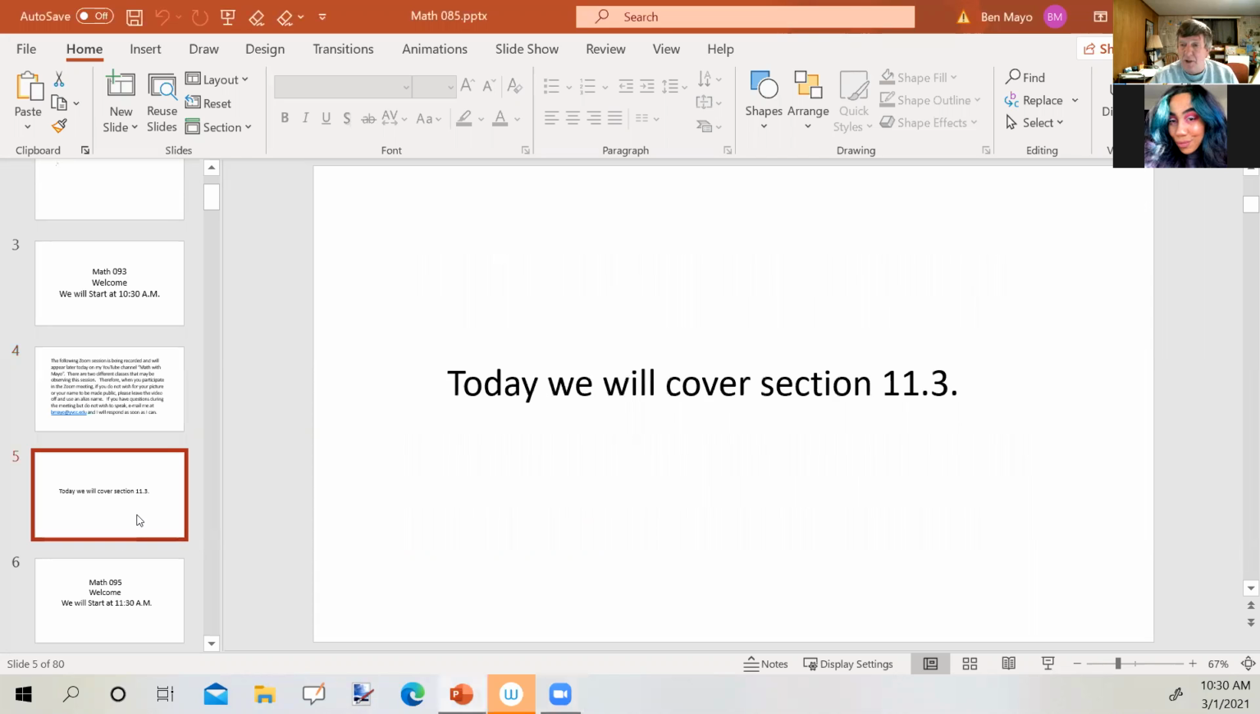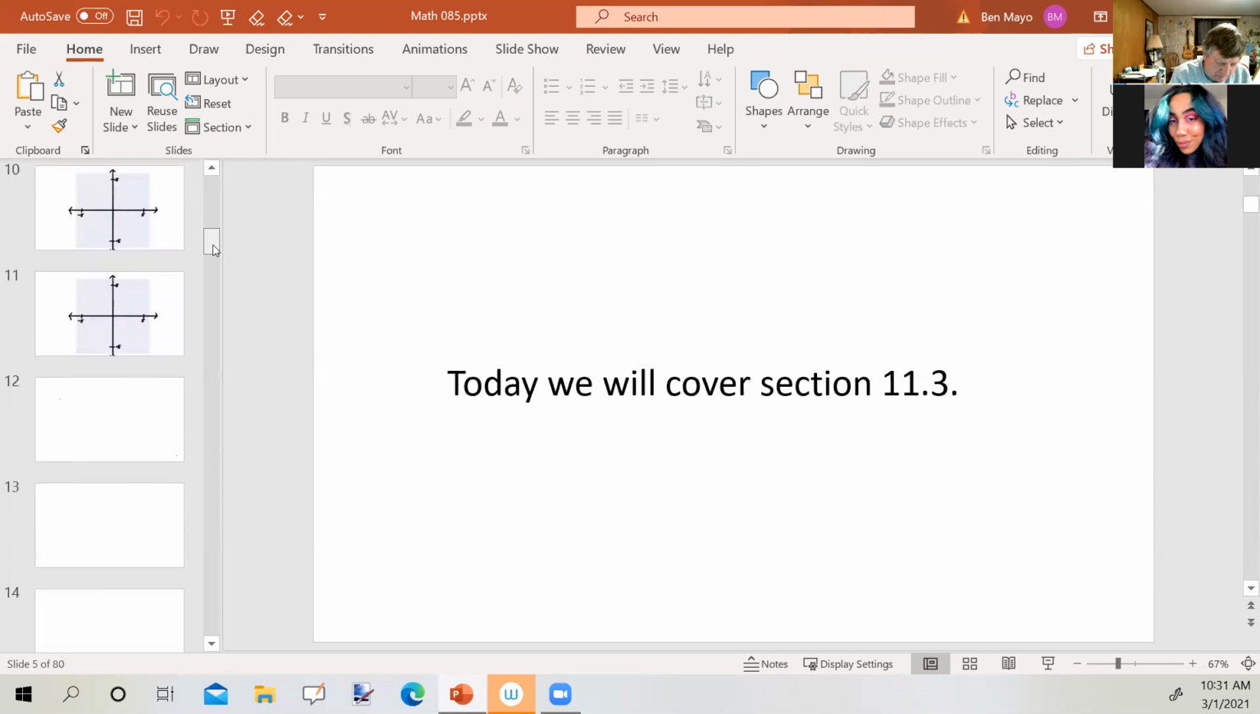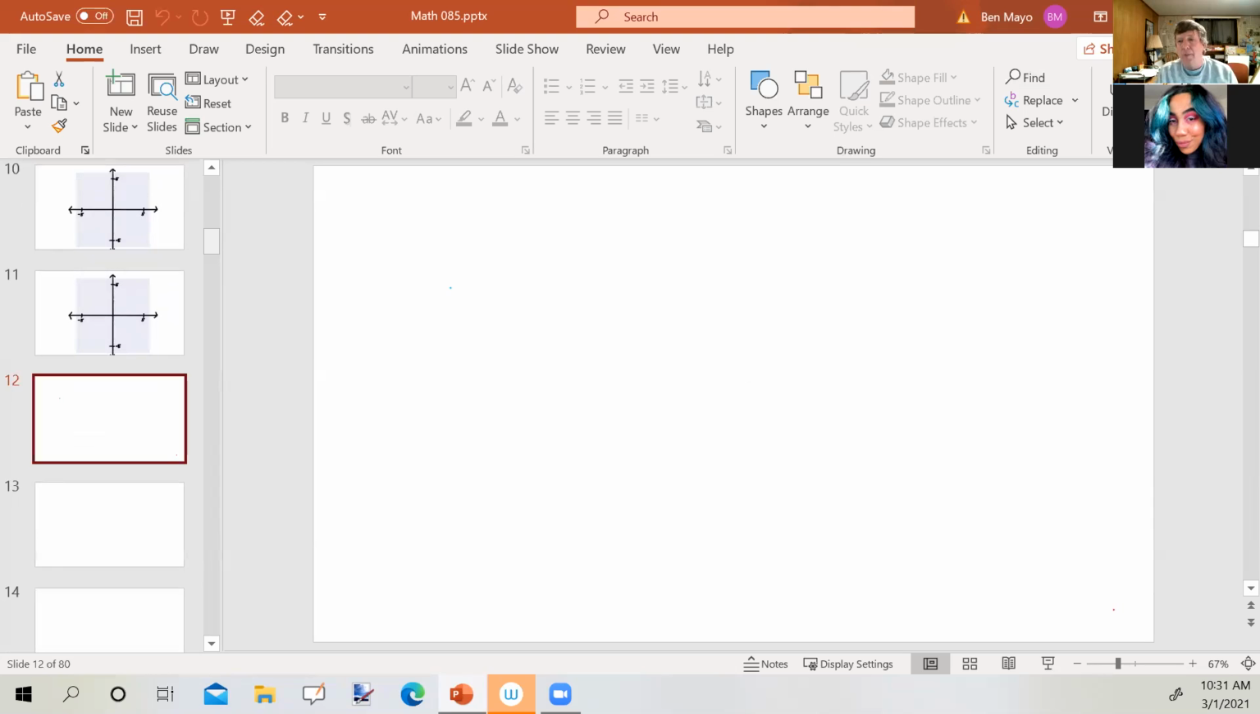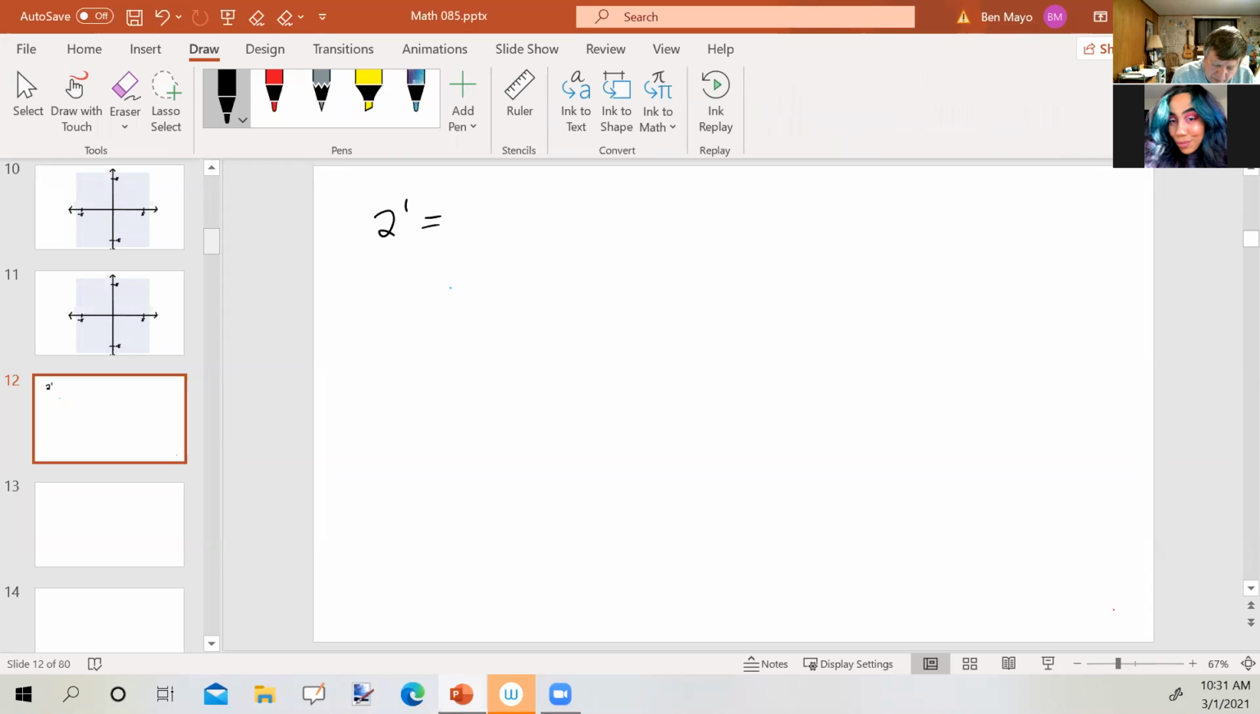All right, so today we start the last chapter that we're going to be covering this quarter, chapter 11. And after some introductory material, we'll take a look at section 11.3. But before we do that, I want to review some properties dealing with exponents. For instance, if I have 2 to the 1 power, that's the same thing as just 2. If there's no exponent written, the implied exponent is a 1. If I have 2 to the 2 power, that's 4. 2 to the 3 power, that's 8, etc.